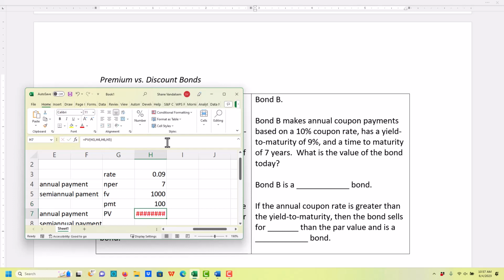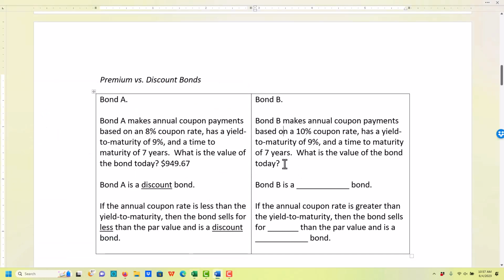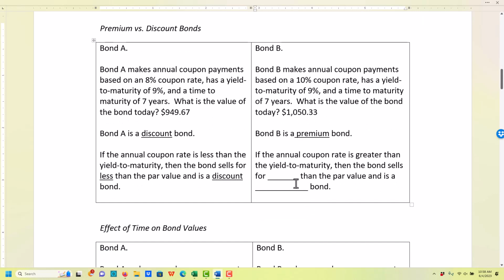And so we see here that our new present value is $1,050.33. So the value of the bond today is $1,050.33. Bond B is a premium bond because it sells for more than the par value. If the annual coupon rate is greater than the yield to maturity, then the bond sells for more than the par value and is a premium bond.